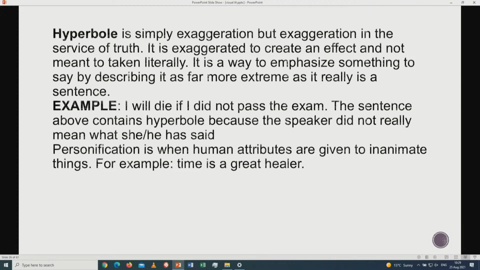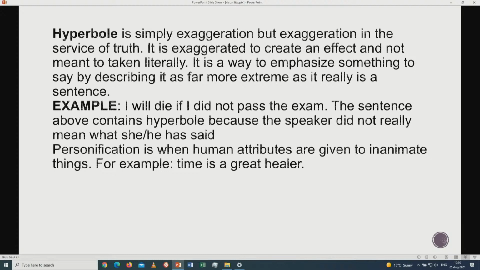Hyperbole is simply exaggeration, but exaggeration in the service of truth. It is exaggerated to create an effect and not meant to be taken literally. It is a way to emphasize something by describing it as far more extreme than it really is. We've got an example of a hyperbole in front of us. I will die if I do not pass the exam. It is an exaggeration. The sentence above contains hyperbole because the speaker did not really mean what she or he has said. So these are the examples of hyperbole.